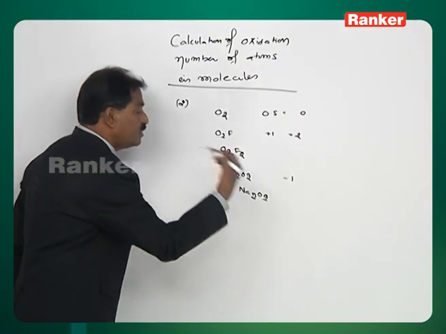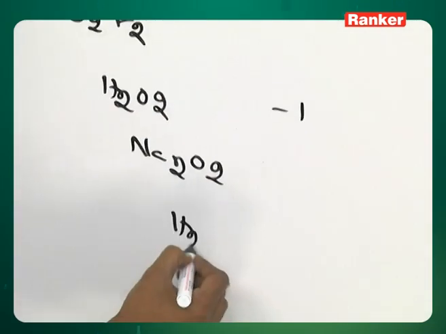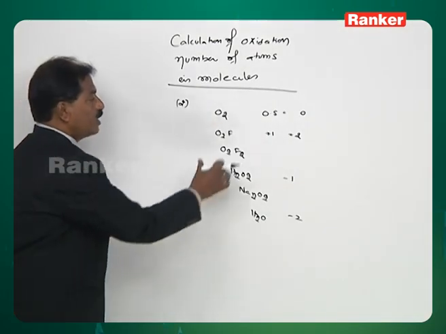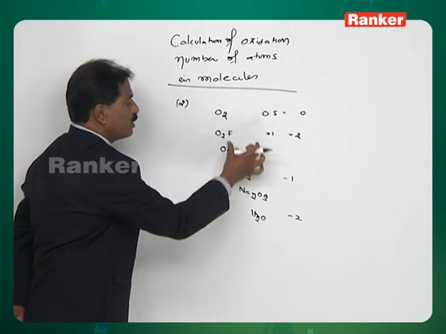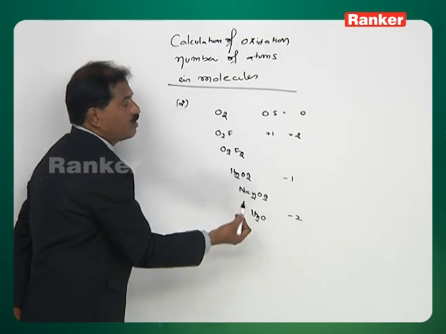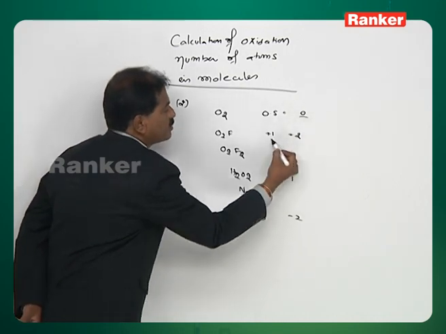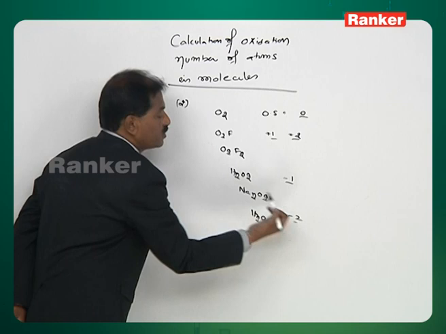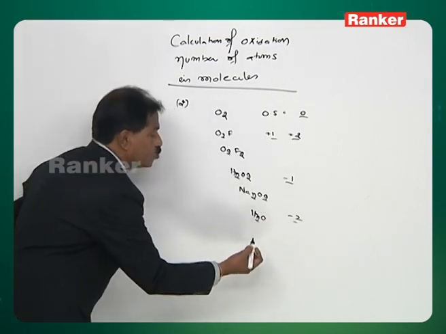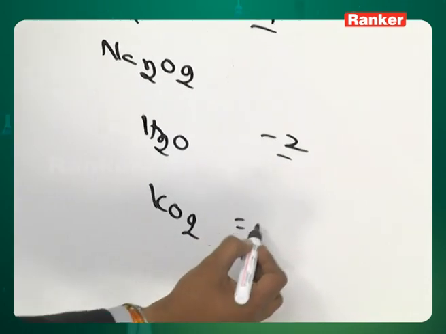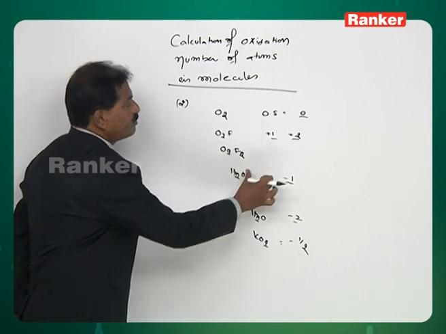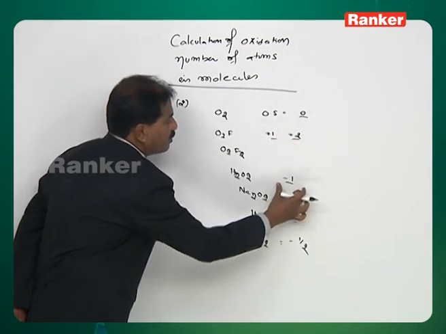Next, in the rest of the compounds, usually we will give the oxidation state -2 for oxygen. So when we come across various compounds, we will find these oxidation state values for oxygen: 0, +1, +2, -1, or -2. But in very few compounds, like superoxides such as KO2, the oxidation state of the oxygen is -1/2. These are the different values that we can assign for oxygen.